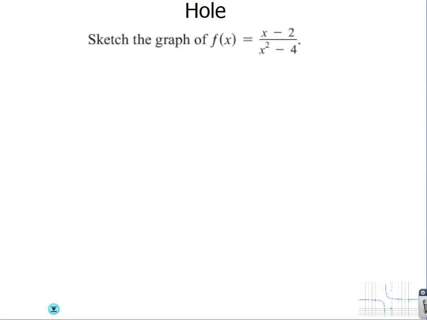Holes. This one has a hole. X minus 2 over x squared minus 4. Seth, what are my 2 excluded values? X can't be 2 or negative 2. Good.